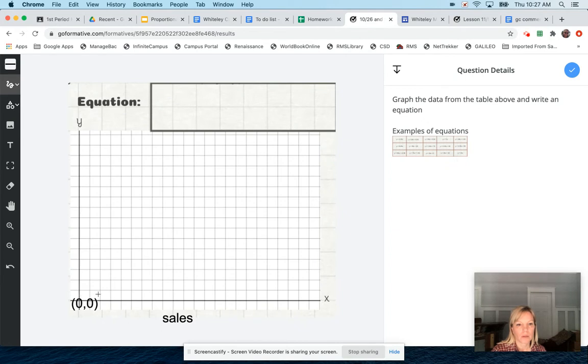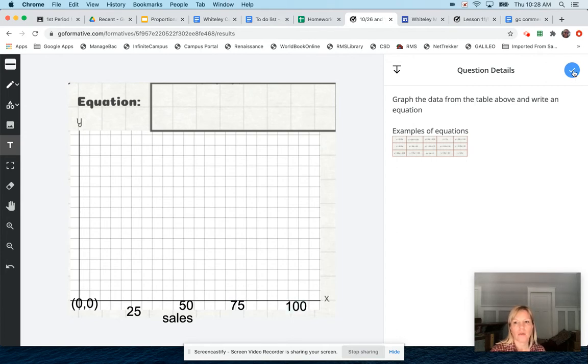So 1, 2, 3, 4, 5. I don't have my text box. There we go. I don't know how to make the font smaller, but it's okay. I'll make that my 100.